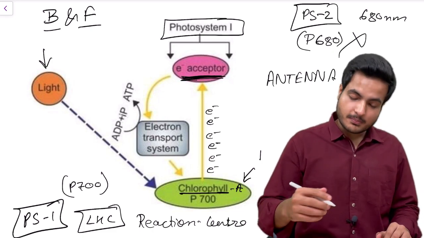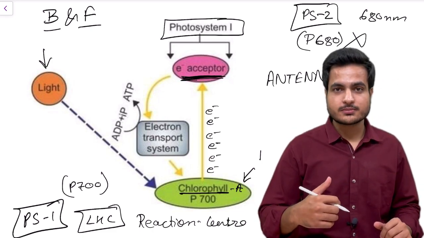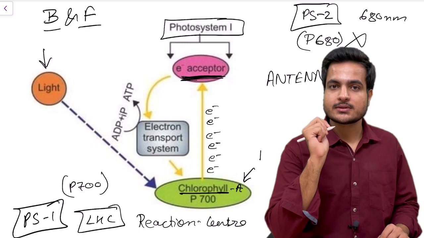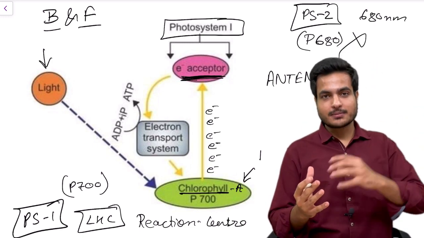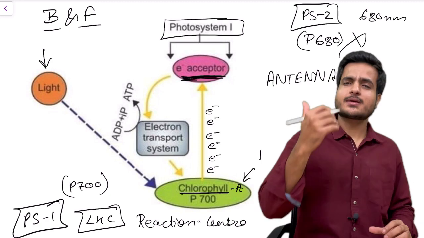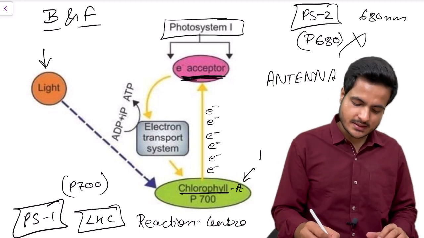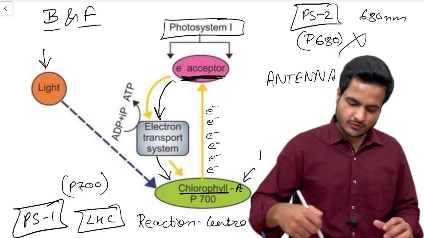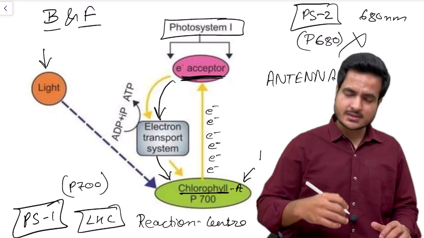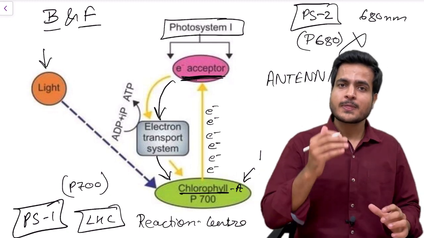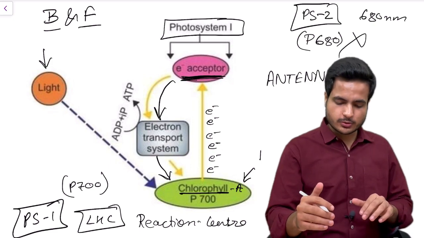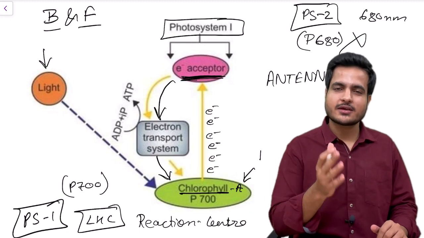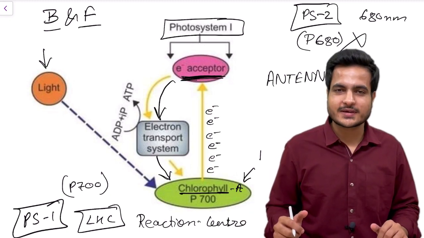And when these electrons pass through the electron transport system, they are handed back to the photosystem 1 reaction center. Then again this reaction center would accept light, excite these electrons, and send them back to the electron acceptor. This acceptor will send them again to the electron transport system and again ATP formation will occur. Therefore, the electron is being cycled from the reaction center of photosystem 1 to the electron acceptor, through the electron transport system, and back to the reaction center of photosystem 1. Therefore, it forms a cycle and we call it the cyclic photophosphorylation reaction.